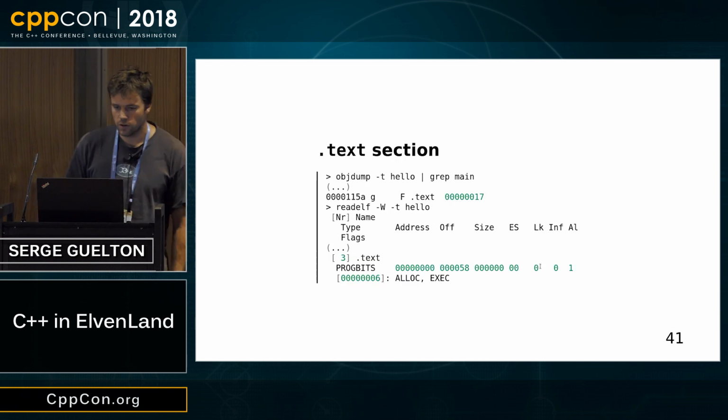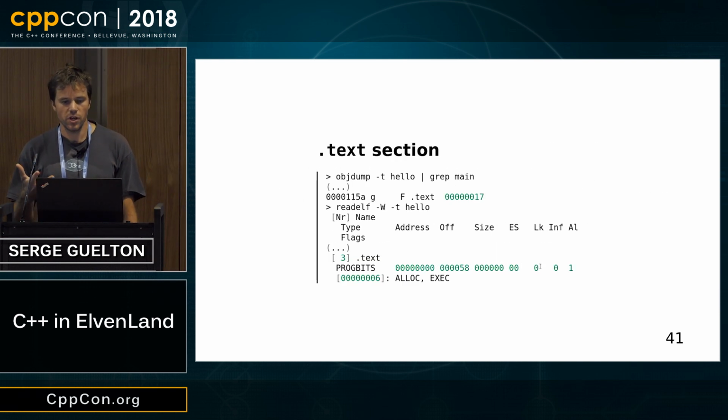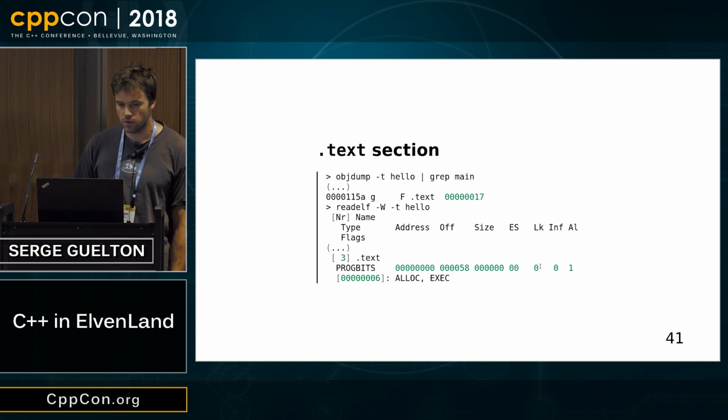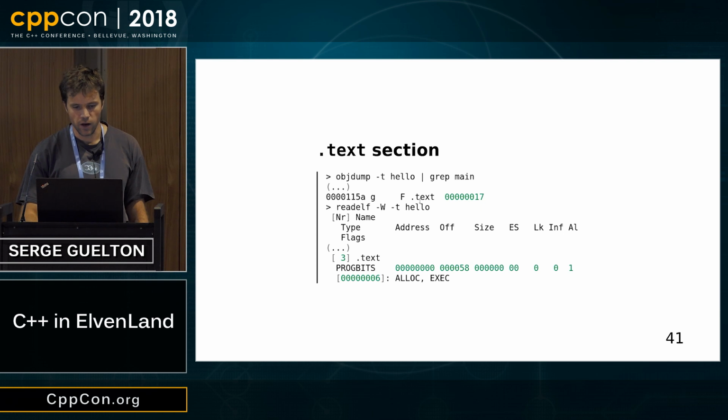Okay, let's move on. The three most important sections. The text section, that's where the code lives. So my main symbol is in the text section. It's defined somewhere. And the text section has its flags, so code. It's executable, fortunately. And it's taking size when loaded in memory. That's what alloc means.